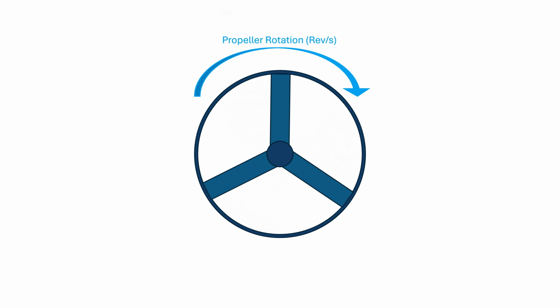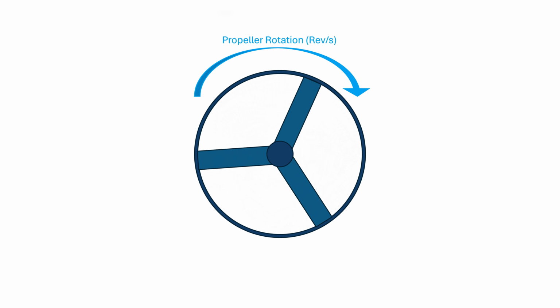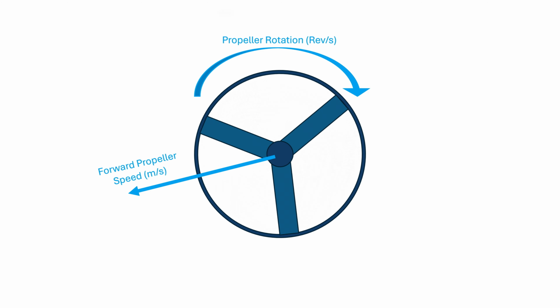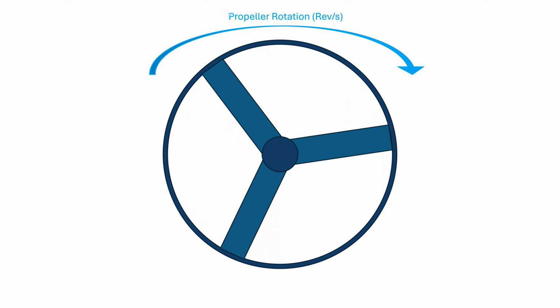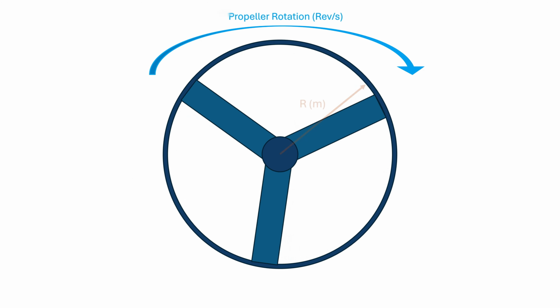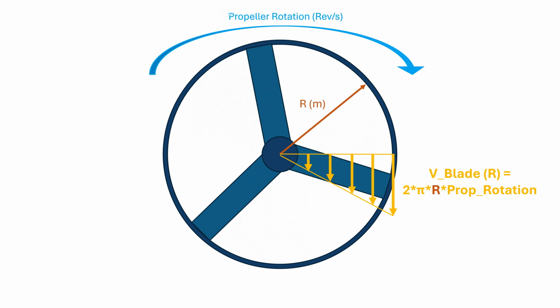Let's consider a propeller flying. It has two velocity components. First, its rotational speed in revolutions per second, and second, its forward speed. The propeller has a radius r, and the speed of any point along the blade due to the rotation of the propeller can be calculated by multiplying the circumference it traces by the amount of revolutions per second.